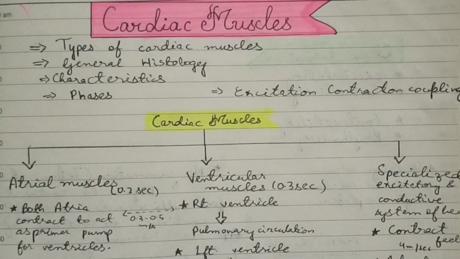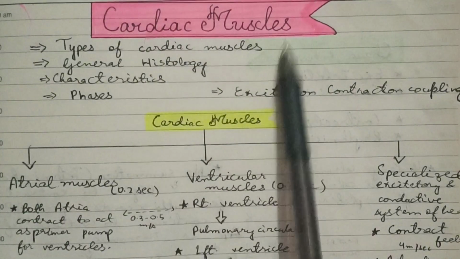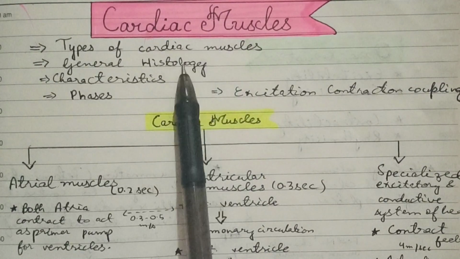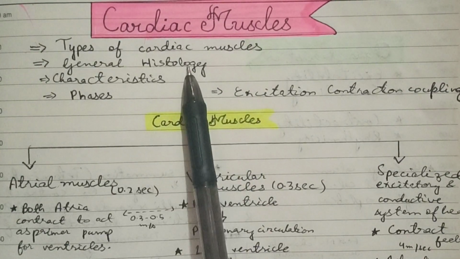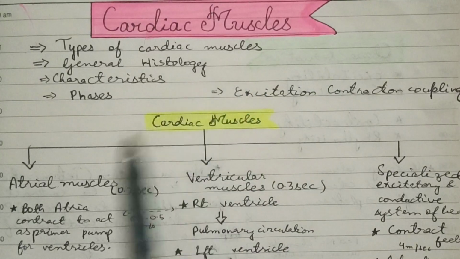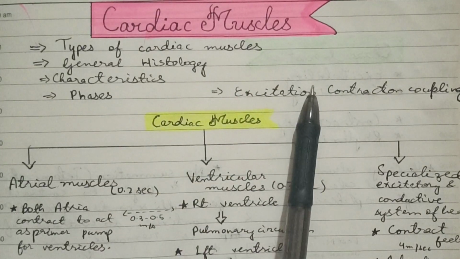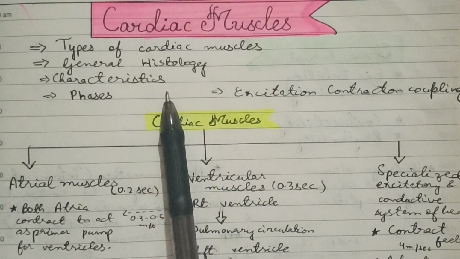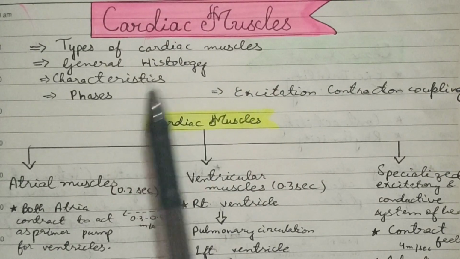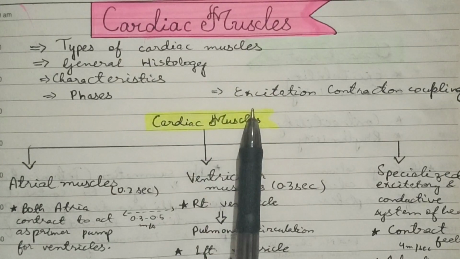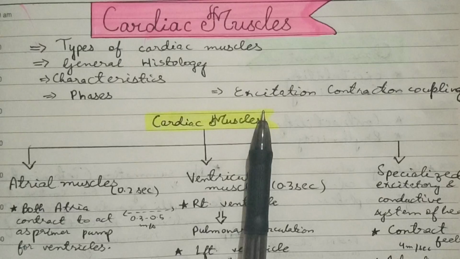Assalamu alaikum students. So the topic of our today's lecture is cardiac muscles. Today we will be discussing what are the types of cardiac muscles, what is the general histology of cardiac muscles, and how the general histology supports the physiology of cardiac muscles. Furthermore, we will be discussing what are the characteristics of cardiac muscles and through what phases cardiac muscles have to pass through to achieve contraction. Lastly, we will be discussing the excitation contraction coupling mechanism of cardiac muscles.